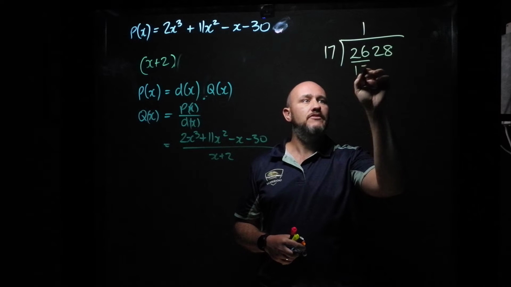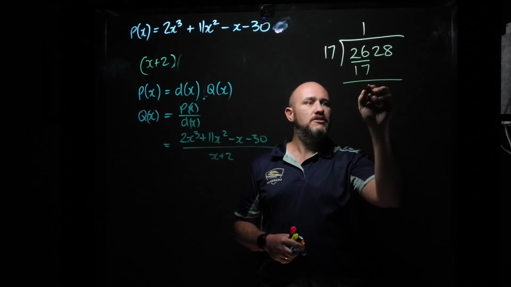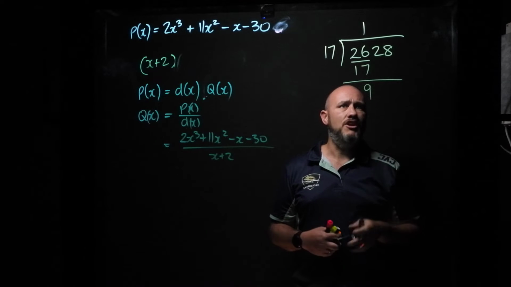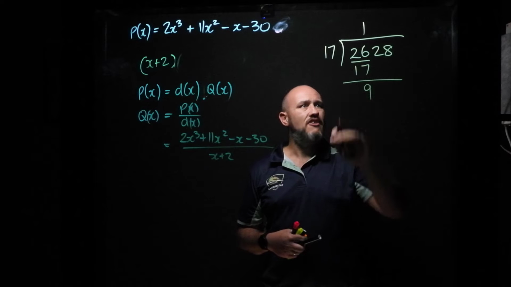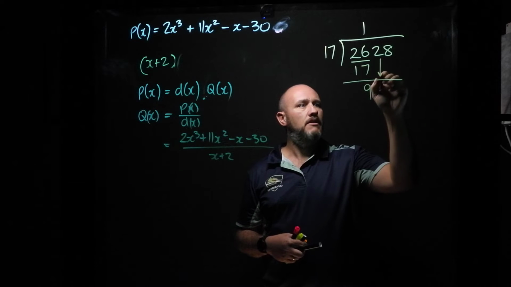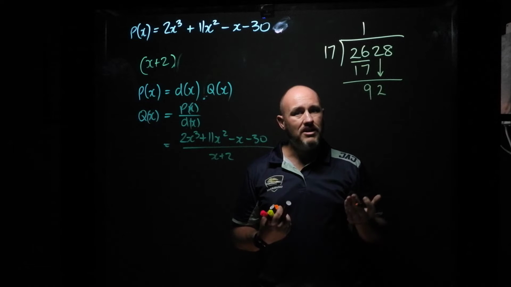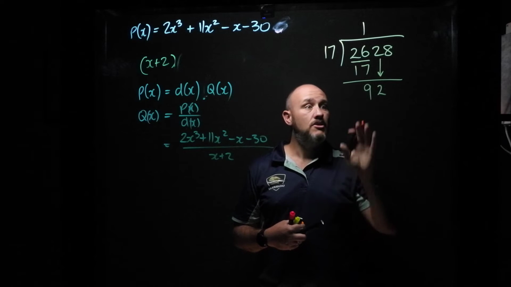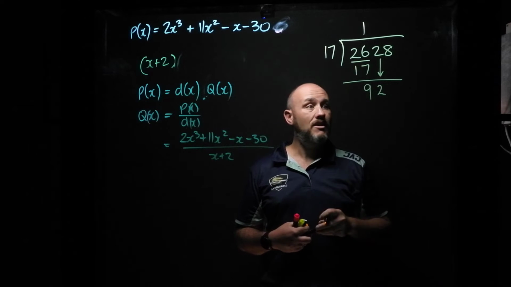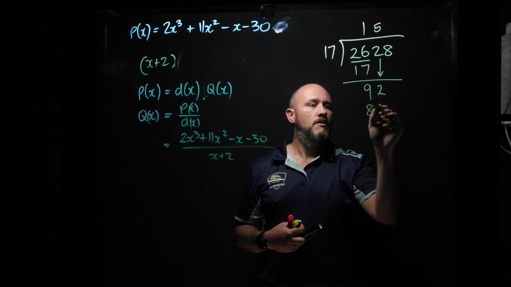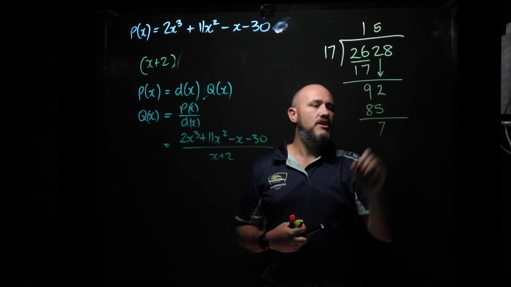1 times 17 is 17. We subtract this and we end up with 9. There's a few little nuances and different ways we do this, but this is how I do it. Okay, so we've got 9 as our remainder, and we bring down the 2. How many 17s in 92? Well, I can tell you that 17 times 5 is 85. So that means there's 5 17s in 92, and the remainder is 7.